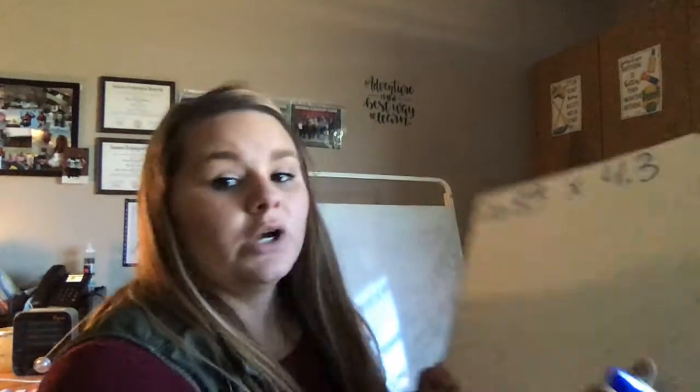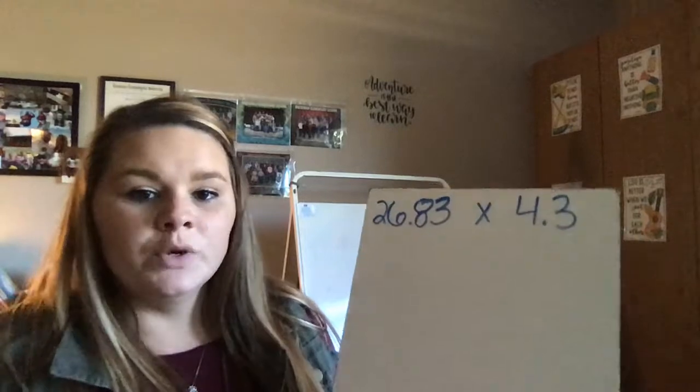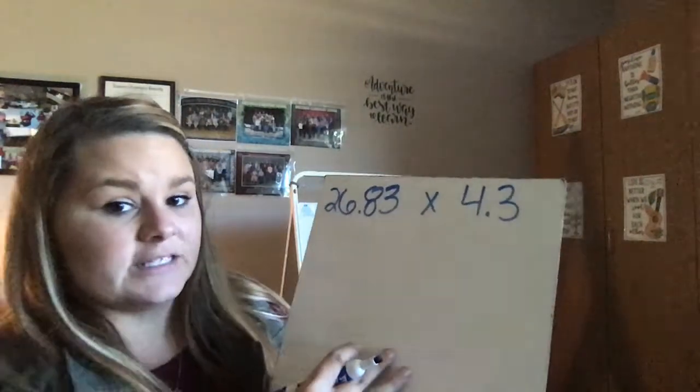Hi, so in this video, I'm going to show you how to do the standard algorithm for multiplying decimals, and I'm also going to explain to you why the standard algorithm works for multiplying decimals. And so we're going to start by doing this decimal problem. 26 and 83 hundredths times 4 and 3 tenths.